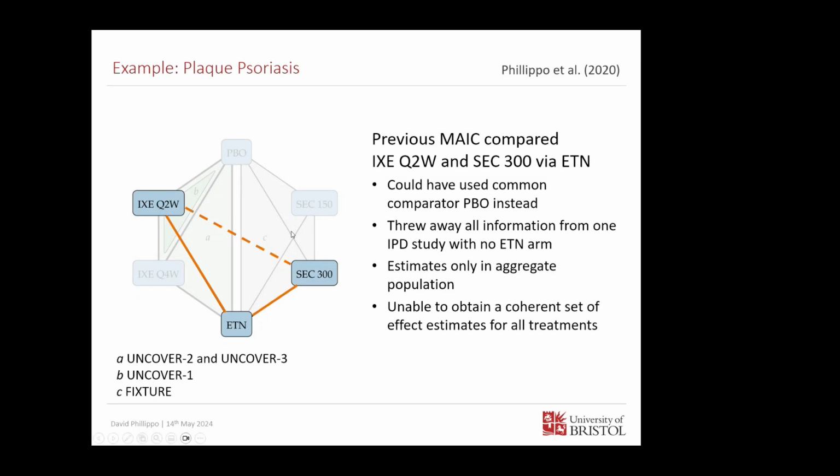And there's also no way to obtain a coherent set of effect estimates for all the treatments here. You can't just do lots and lots of pairwise MAICs and expect them all to add up, in the same way that you can't do lots and lots of pairwise meta-analyses and expect them all to add up. You have to have a network meta-analysis to get a coherent set of estimates between all of the treatments.